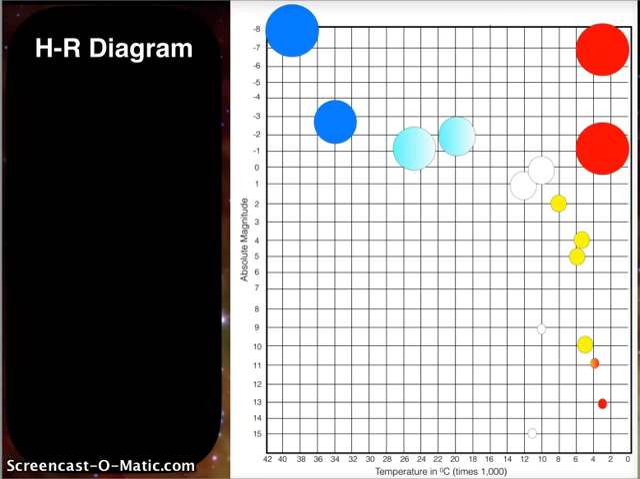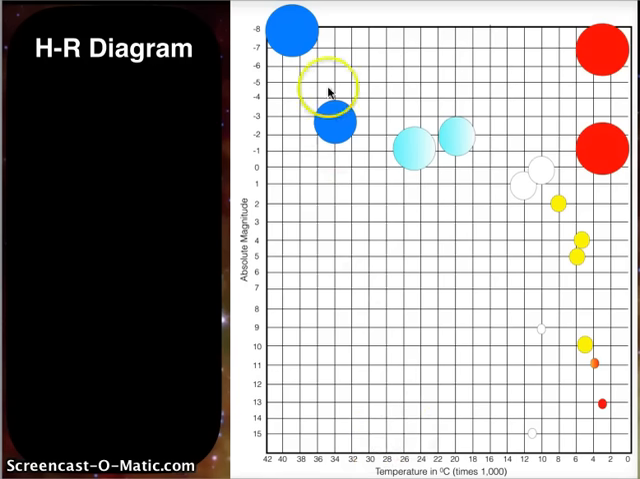Scientists use a tool called the HR diagram to help show the classification of stars. On the HR diagram, scientists plot the star's temperature versus its absolute magnitude. For absolute magnitude, the more negative a number is, the brighter it is. The more positive a number is, the dimmer it is.